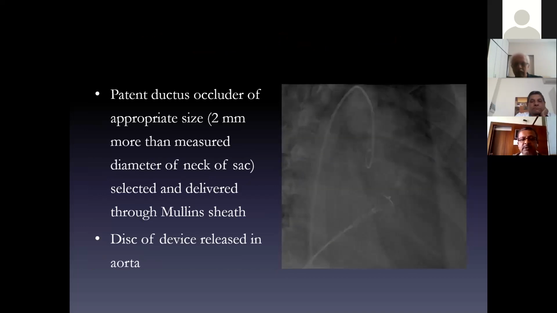You can spend some time on this, about 5 cc or 6 cc, 10 cc contrast, and you can close this. Use a device 2 millimeter more than the measured diameter of the neck of the sac, because please remember, most of these cases are adults. So we can upsize the device by 2-3 millimeter and deliver through the balloon sheath. Most important, please remember the disc of the device is released in the aorta.